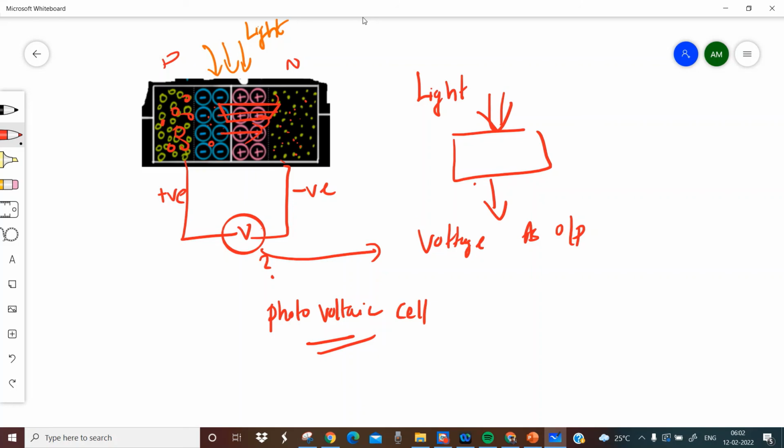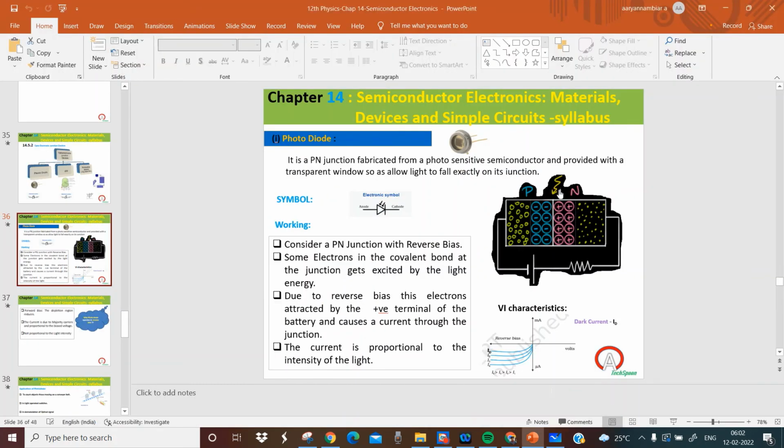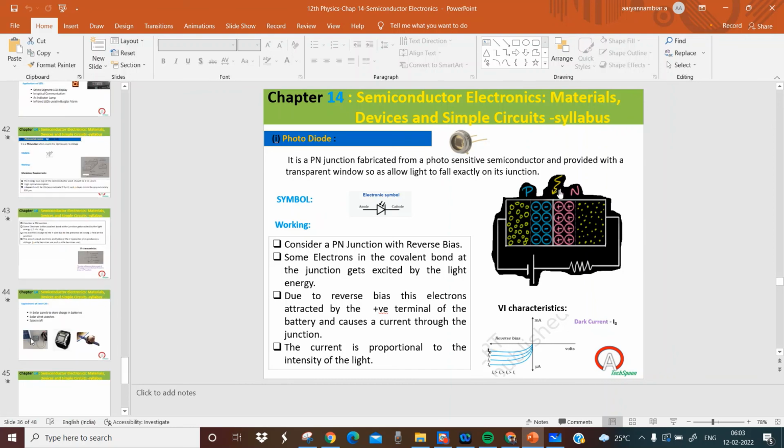In photodiode, we require a biasing. That is a reverse biasing. What is biasing? External voltage we have to apply to operate it. But here, we don't want to give any kind of biasing. In solar cell or photovoltaic cell, we will get the voltage as an output. Clear? Any doubt? No doubt.